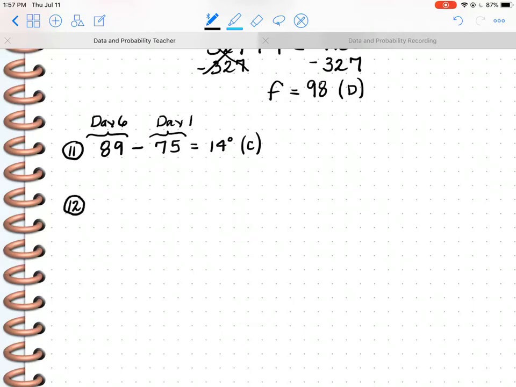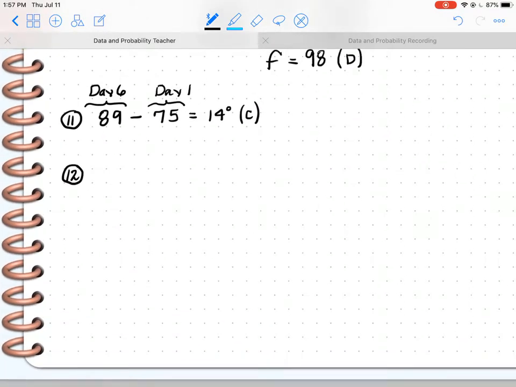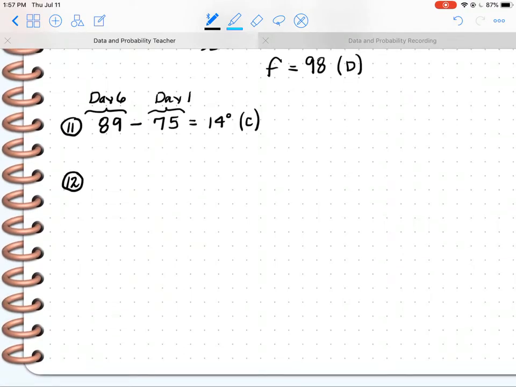Okay, the last one. They show me a box plot, and they want to know the median. Now I am going to take the time to sketch this box plot because I think that's important for you to understand the problem.